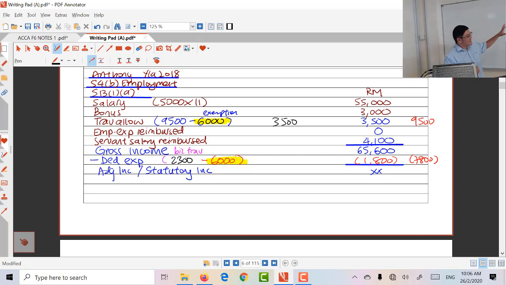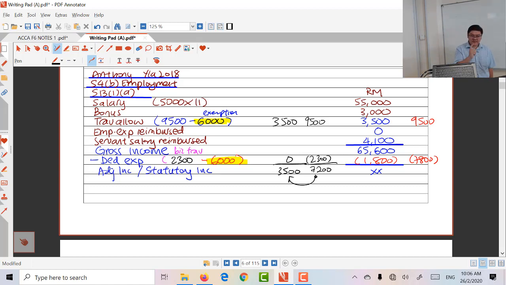So because of the exemption of 6,000, you don't minus anything at all. So 3,500 minus nothing, the figure is 3,500. Okay? If you don't have an exemption, the figure would have been 9,005 and their expense would have been 2,003 and the amount would have been 7,002. So compare this figure with this figure.